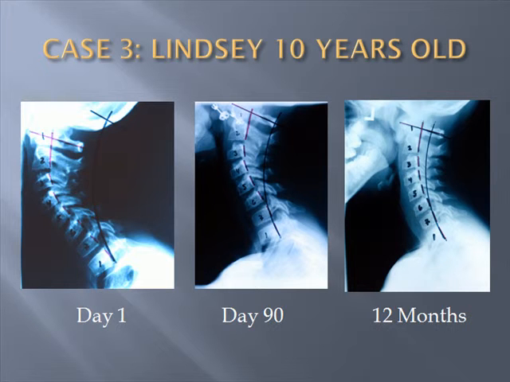Again, the 3 different periods represented here from left to right: day 1, day 90, and 12 months. This was not corrected overnight. Her symptoms abated by day 90. However, she wasn't finished with her care.